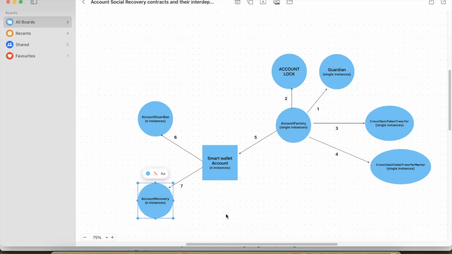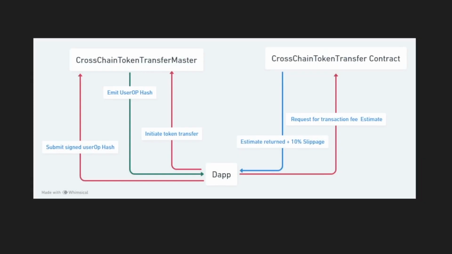Now I invite William, who's another contributor on the project, to talk about cross-chain transfers. Talking about the cross-chain transaction process, there are two smart contracts in charge of this. We have the cross-chain token transfer master and the cross-chain token transfer contract. The dApp or the dApp developer communicates with the cross-chain token transfer contract to get an estimate of the fee required to carry out the transaction.